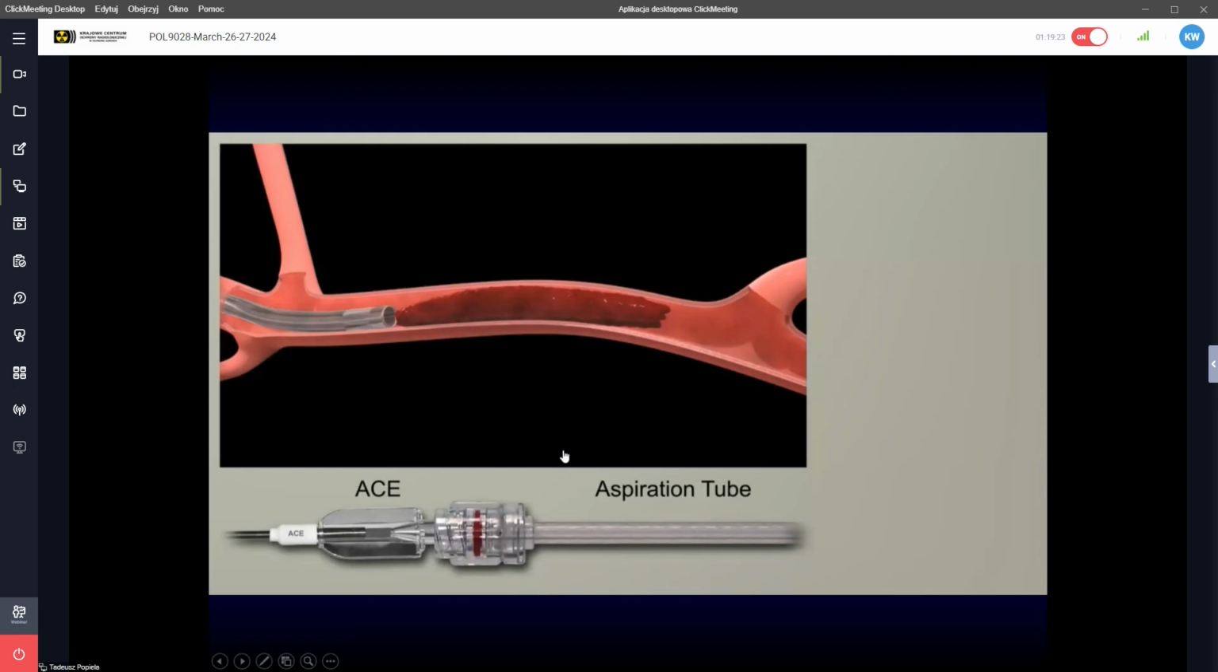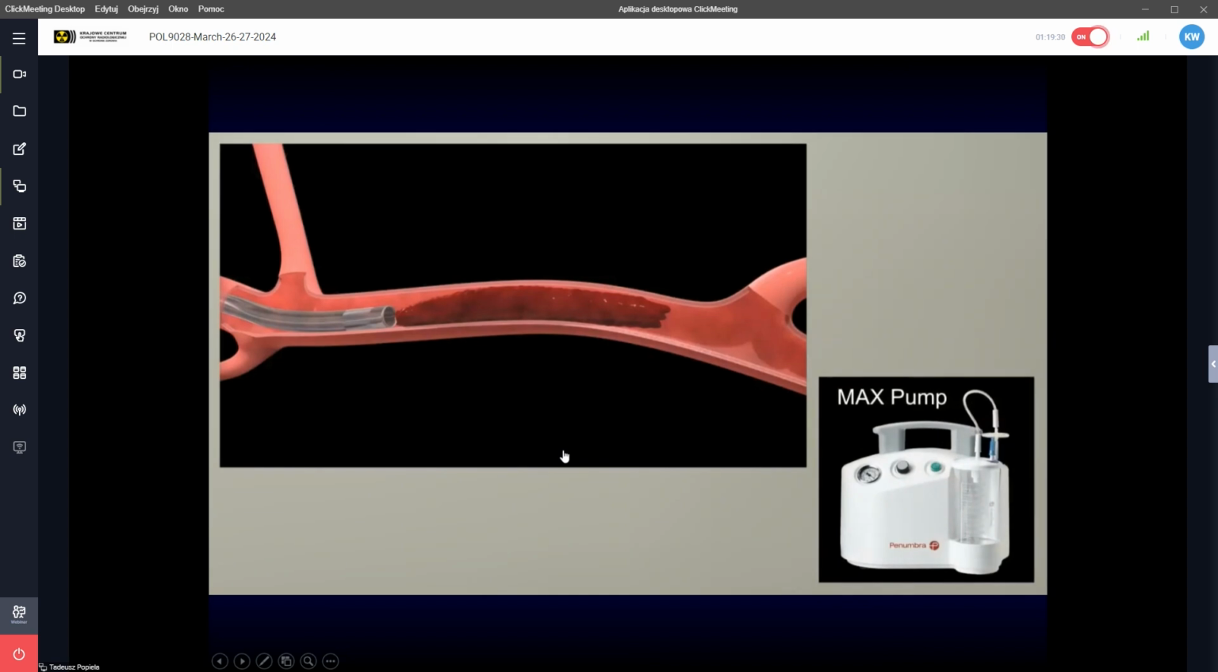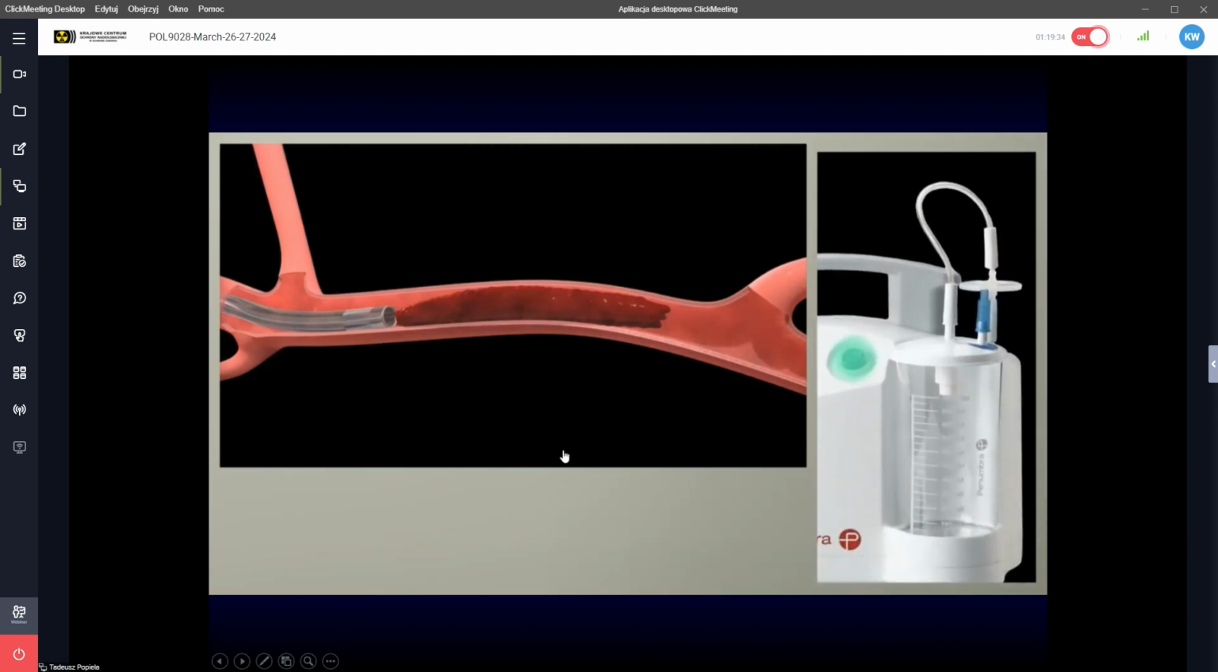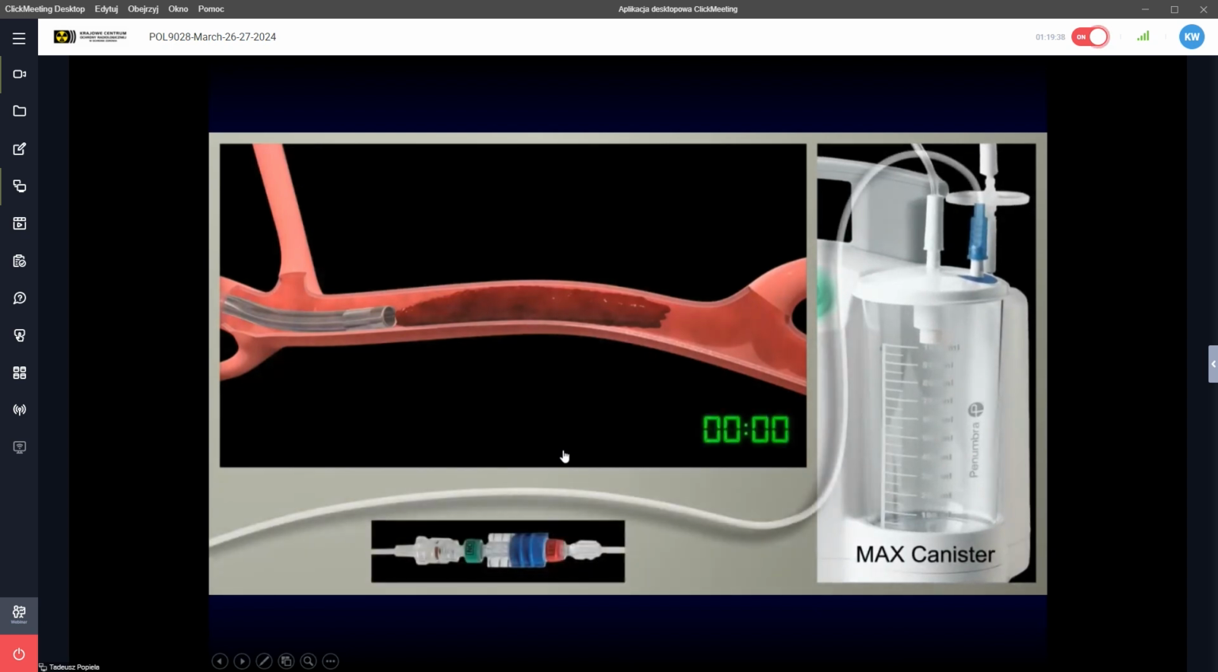It's not the ordinary one. And it's said that we should wait about 2 minutes with the aspiration, waiting for the result. After 2 minutes, we can close. We can finish the procedure if we don't succeed to suck it out. So we have 2 minutes, and we are waiting to see if we succeed to suck it out.